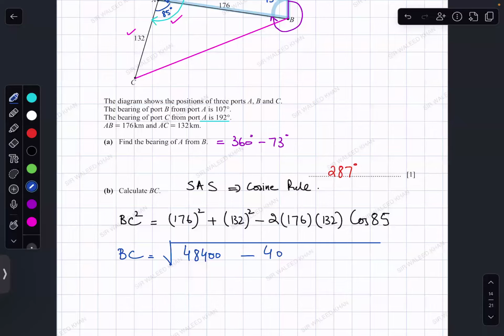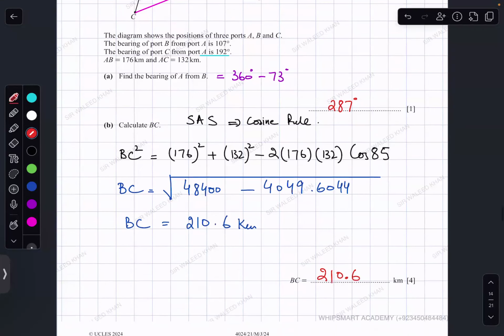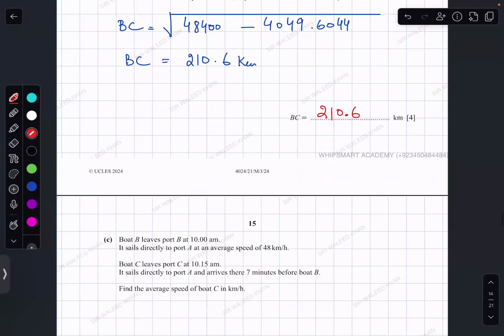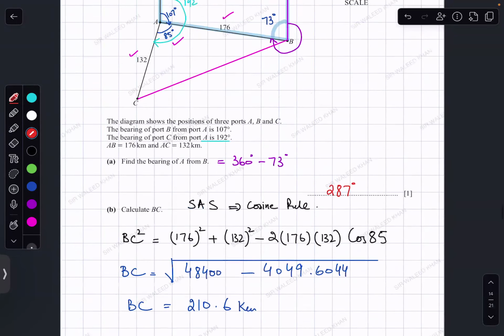We have 4049.6044. Okay. BC over here should be this answer under root of it, and the answer is 210.6 kilometers. So you can give your answer to 3 significant figures, that's 211, or you can keep it like this. C part, boat B leaves. Let me copy that diagram.